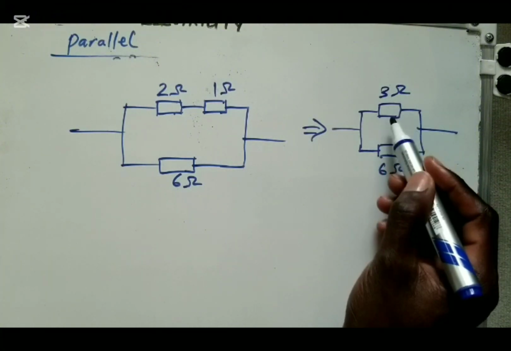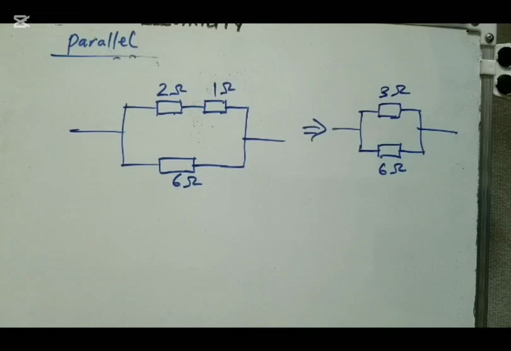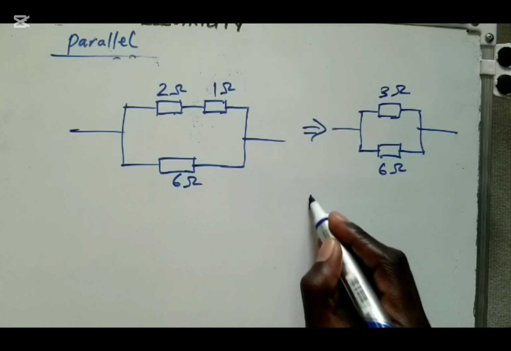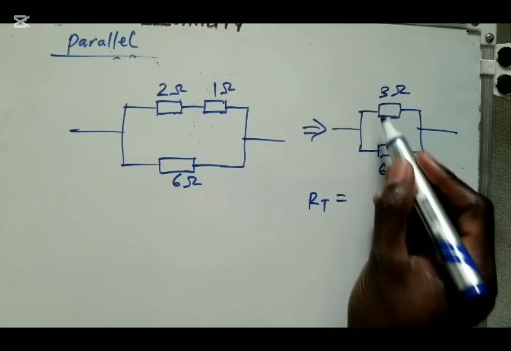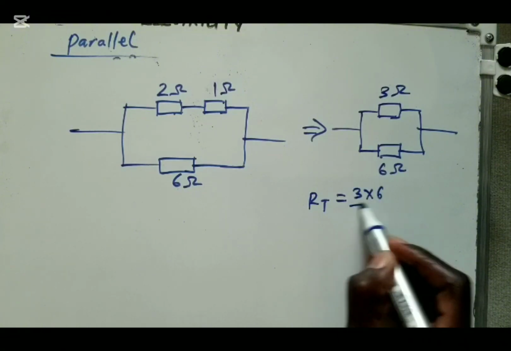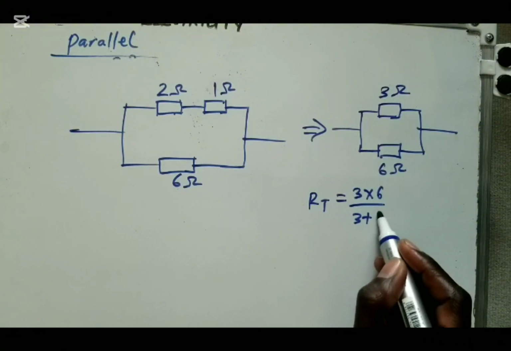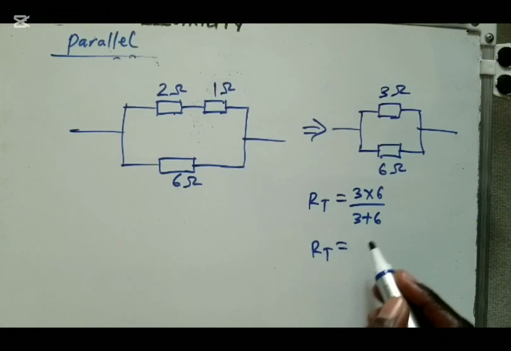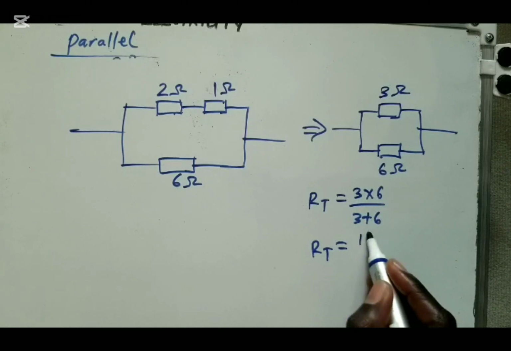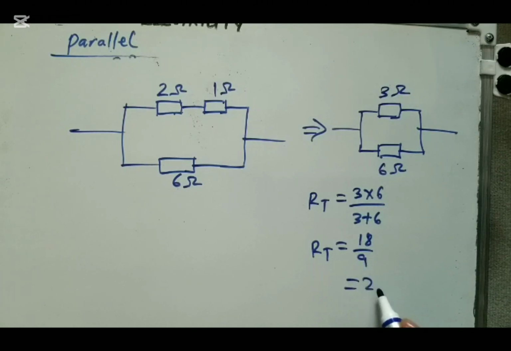Now, when you have this, it is easy for you to find the total resistance. How? R total is the product, 3 times 6 over 3 plus 6. R total will be equal to 18 over 9, and that will give us 2 ohms. So that's basically the way you can go about it.